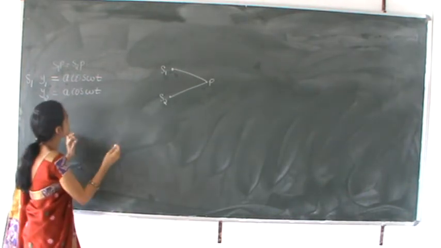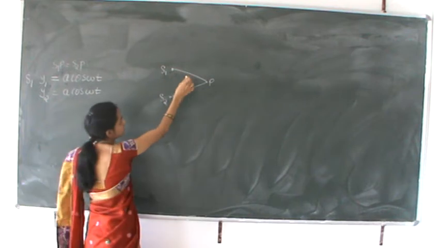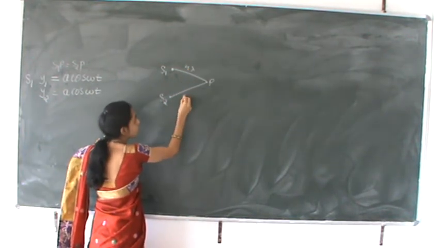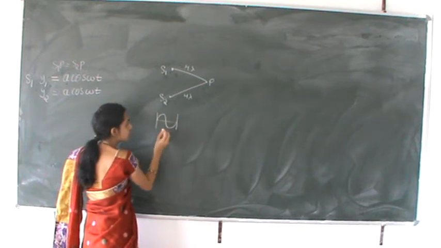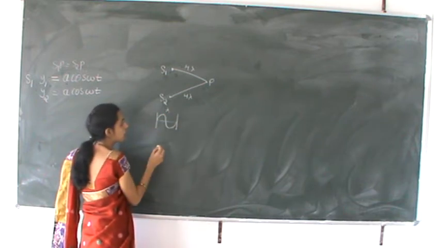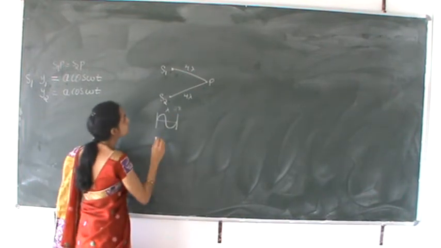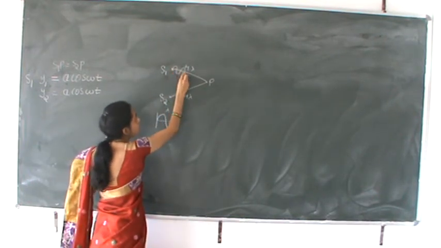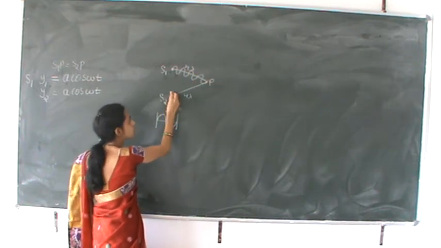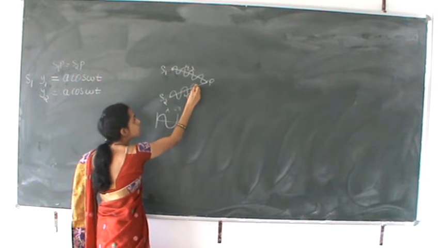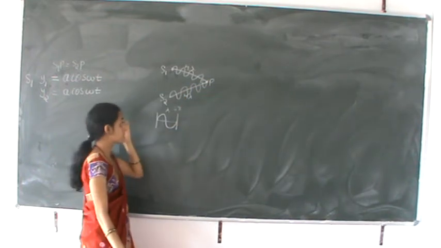In the previous class I considered an example where S1P is equal to 4 lambda, and S2P is also equal to 4 lambda. You know that one complete cycle, lambda, is nothing but 2 pi. So 1, 2, 3, 4, and similarly 1, 2, 3, 4. The phase difference is 0.